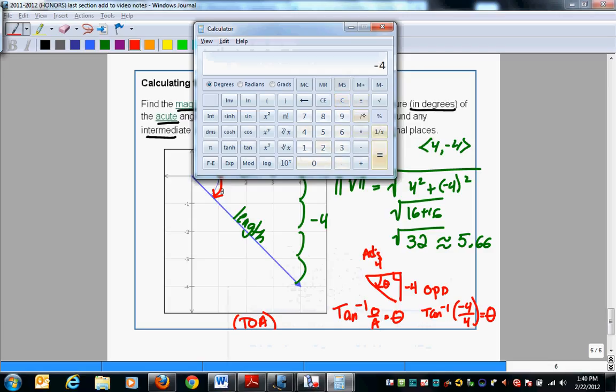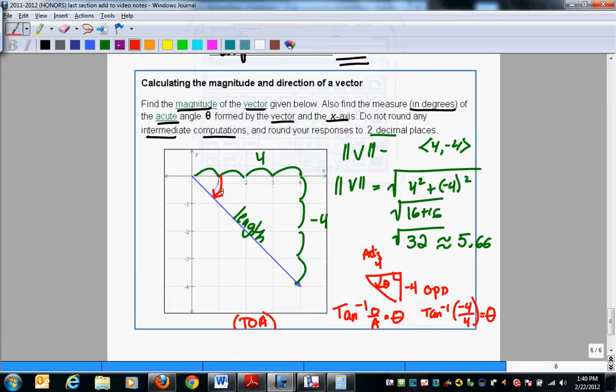So negative 4 divided by 4, of course, is negative 1. Inverse tangent says it's negative 45 degrees. Negative means it's downward. So you go from the y-axis and go downward, negative 45 degrees. So you're going to use inverse sine, cosine, or tangent, depending on your given information, in order to find theta.